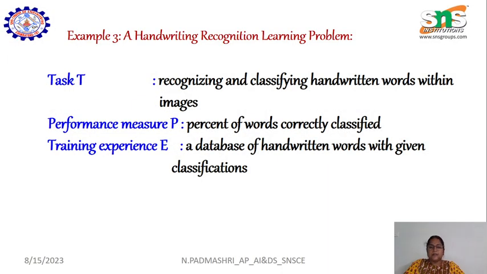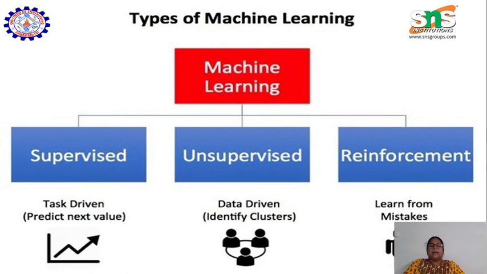Handwriting recognition is another learning problem. Now I'm going to explain only the types of machine learning and the examples that come under them. Machine learning is broadly classified into three types: supervised, unsupervised, and reinforcement learning. In supervised learning, the machine is trained with labeled data. Whenever you give labeled data to the machine, it is called supervised learning, which is task driven.